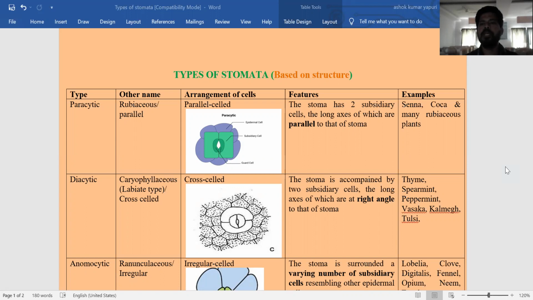Here, mostly you have to know what the type is, what its synonym is, how the cells are arranged, and what its examples are. Many times they ask questions on the examples. So there are different types of stomata. Stomata are nothing but they belong to the leaves, part of the plants.